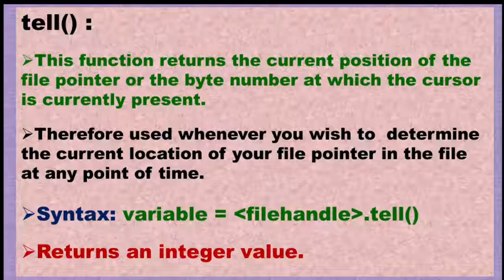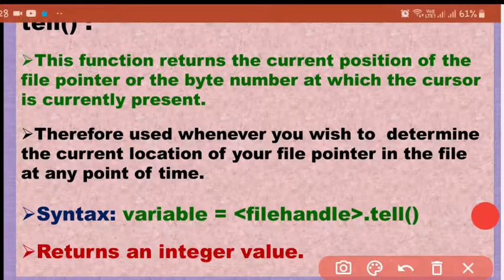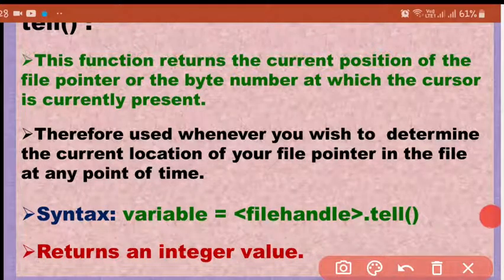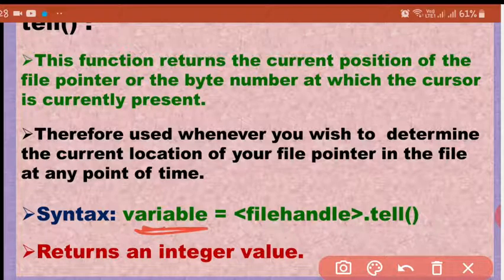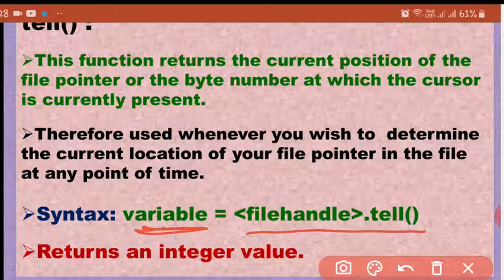So how you use it? Syntax says you write a variable name because this function will return you the byte number at which the cursor is present. So you have to receive it in a variable and see how you call it with the help of file handle object. You don't have to pass anything in it. It will simply return the place where this file handle means file pointer is present. Okay. And what it returns? It returns an integer value.